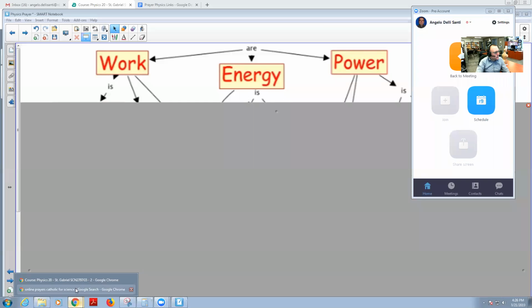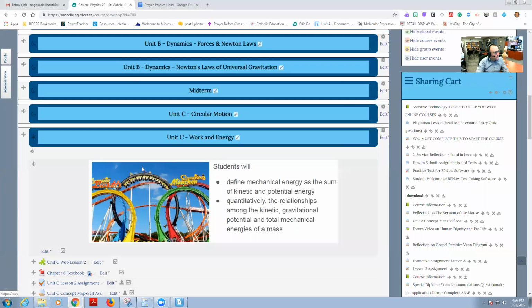Hello, physics students. I'm just going to explain this next topic on Unit C, Lesson 2. Let's first share the screen here, and we are focusing on the actual lesson.